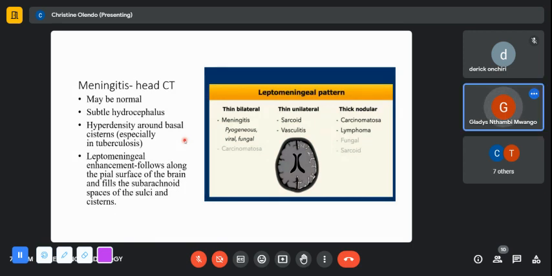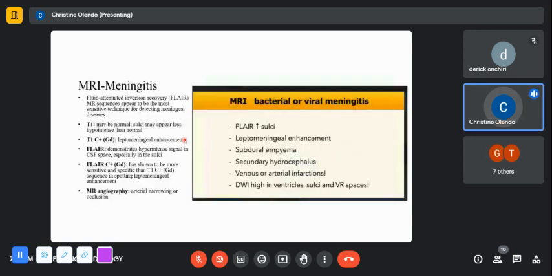Because a normal CT does not say that the patient does not have meningitis. Okay? Yeah, we can proceed. I think I'll add more images on that to show the herniations as well, because I didn't put it here.